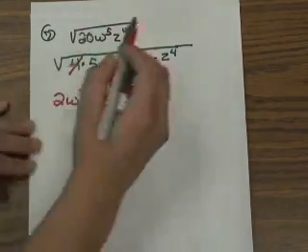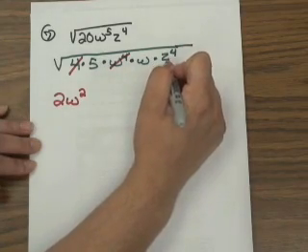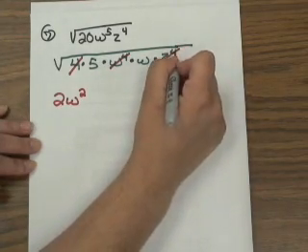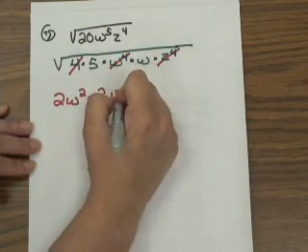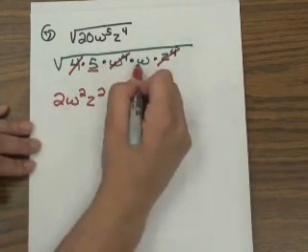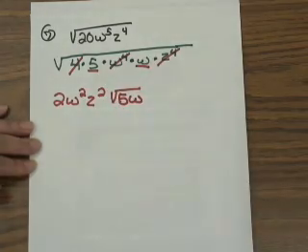Can I find the square root of w? No. Can I find the square root of z to the 4th? Yes, I can. By dividing that exponent by 2, I get z squared. Now, I write the radical only to include the numbers and letters that I did not find the square root of. And this will give me my final answer.